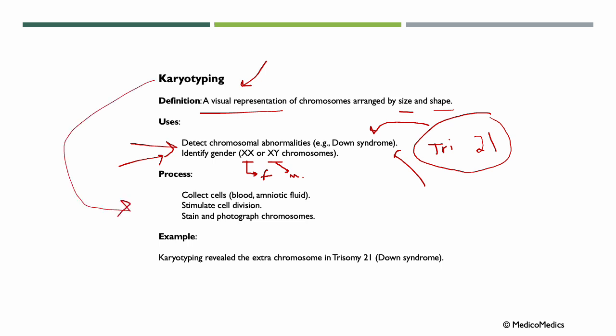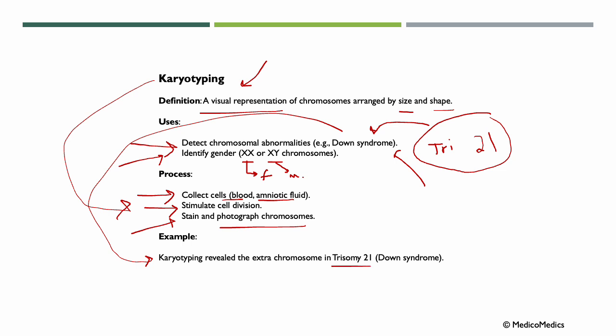So the process of karyotyping, we collect cells, so blood and amniotic fluid. We stimulate cell division, do a stain, and photograph the chromosomes. So, as mentioned in Down syndrome, karyotyping revealed the extra chromosome in trisomy 21 in Down syndrome. So a karyotype, you can think of it as a photo of your chromosomes lined up to check for missing or extra pieces.